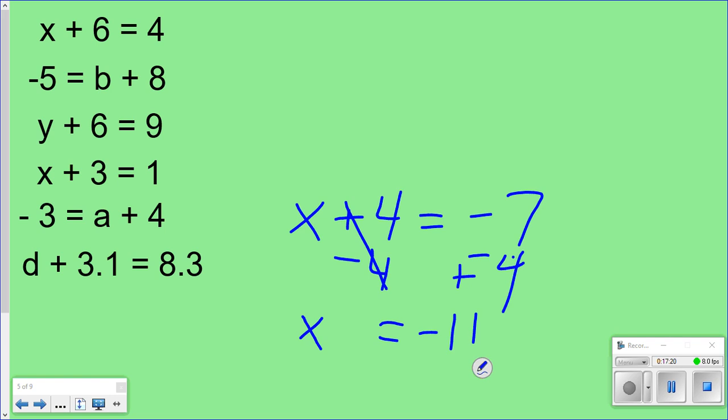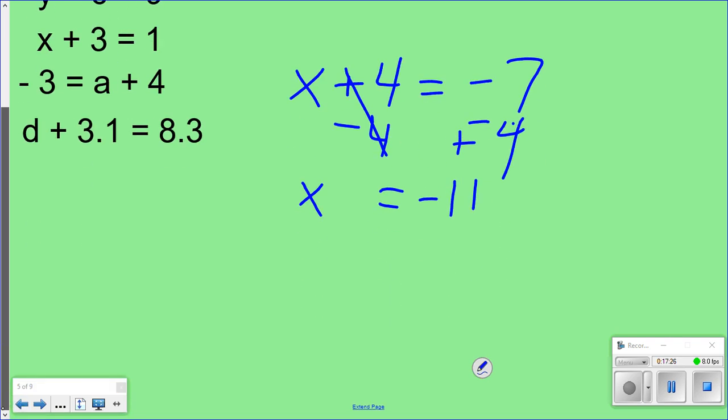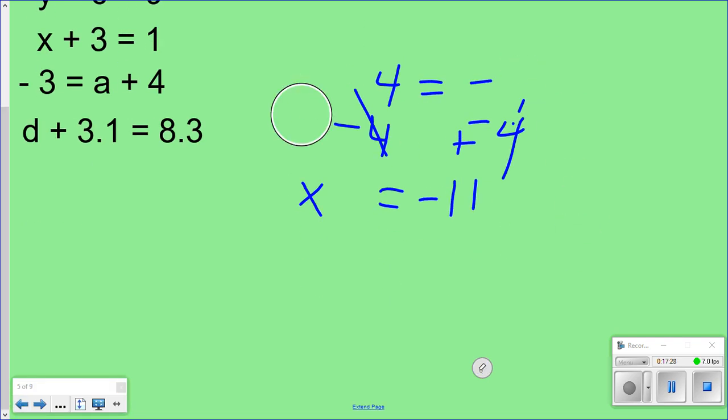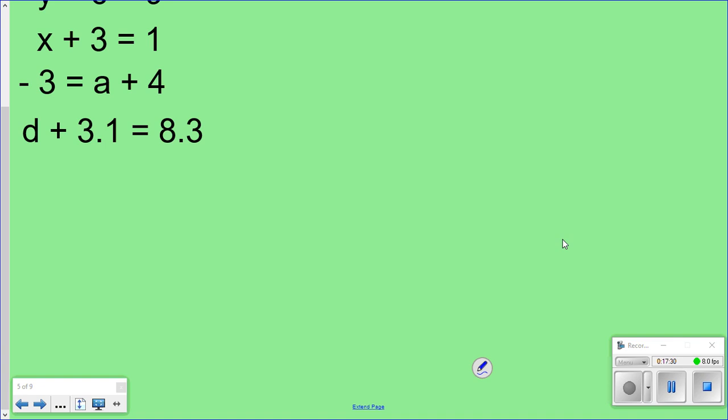All right, let's try one like this. How about this one? I'm going to put it in a different order this time. You can for addition, you cannot for subtraction.